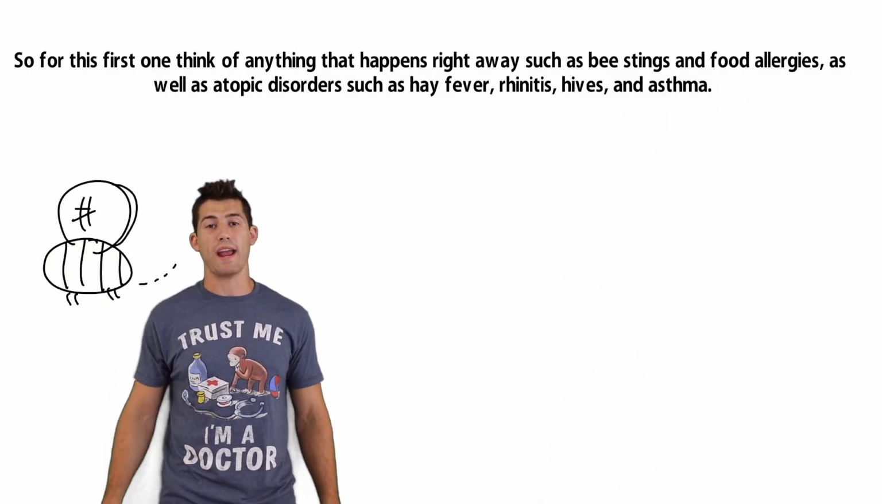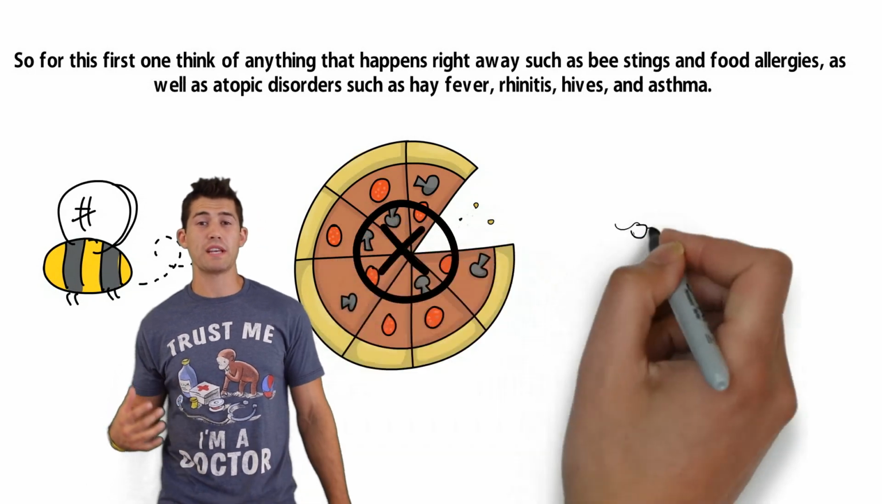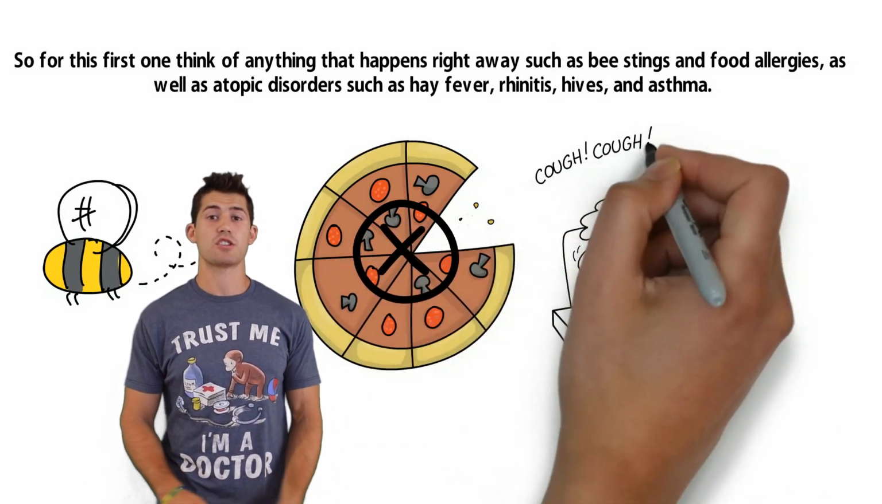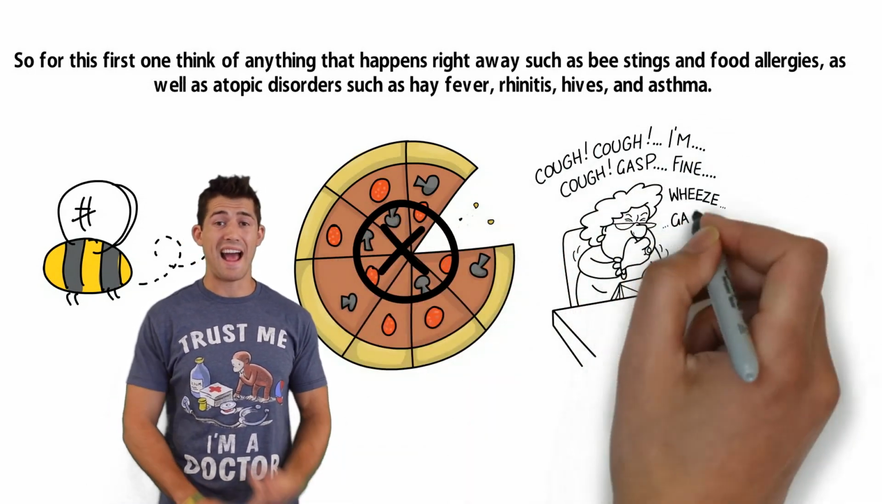Type 1 is a fast-acting, immediate type of anaphylaxis. It's antibody-mediated. It can be tested on the skin looking for IgE. So for this first type, think of anything that happens right away. This could be a food allergy or bee sting, or atopic diseases, such as hay fever, rhinitis, asthma.